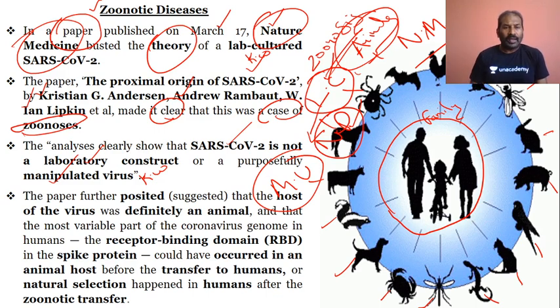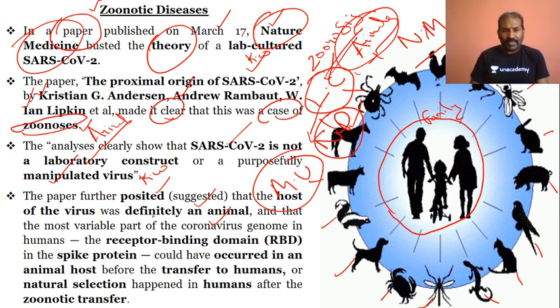Thank you very much. The paper has suggested not only that it is not lab cultured and not a manipulated virus, but that it is definitely a zoonosis. Zoonosis means the virus was taken up by animals, and because of the animals the virus has spread. The paper clearly suggests that the host of the virus is definitely an animal. Zoonosis means the virus is spreading from animals. It also made it very clear what the most variable part of the coronavirus genome in humans is. Please understand this point very clearly.